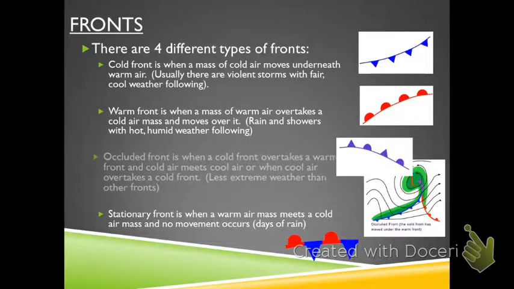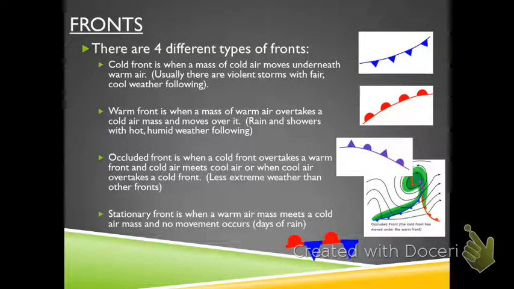An occluded front forms as the cold air behind the cold front meets the cold air ahead of the warm front. Whichever air mass is the coldest undercuts the other. Occluded fronts are represented on weather maps by a solid purple line with alternating triangles and semicircles pointing in the direction of its movement. A stationary front is a front that is not moving.